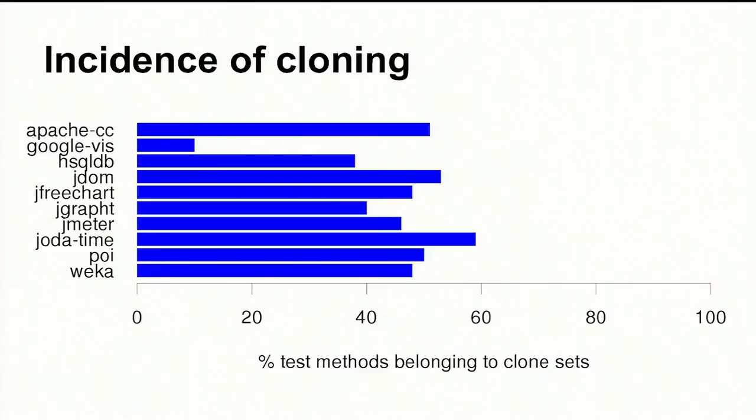It's all about the same, except for Google Visualization, which has very few. But for most of them, it's somewhere in the 40 to 50% range of test methods which are clones of some other test methods.